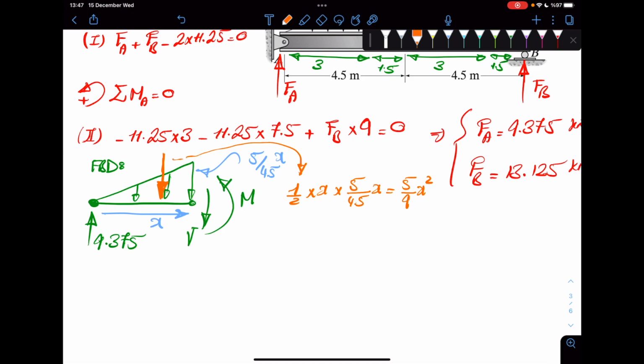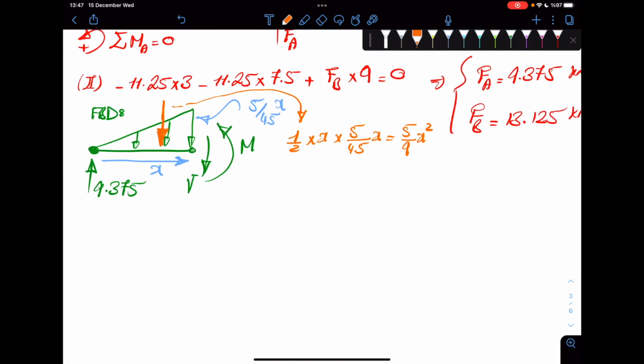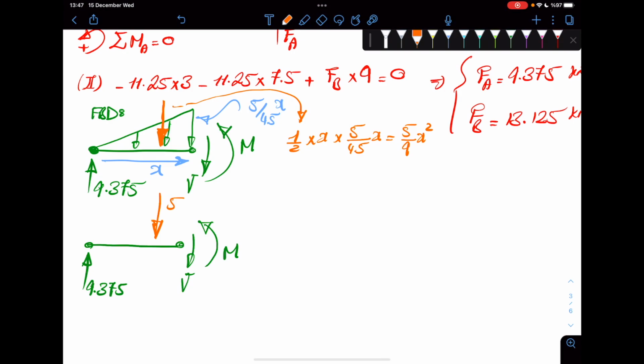You use that in order to write your equilibrium of forces and moments. So what we want to do now is to think of this replaced system. This is your system now. You have 9.375 here, Vm, and you have this single force of 5/9 x squared, and the distance here is just x.